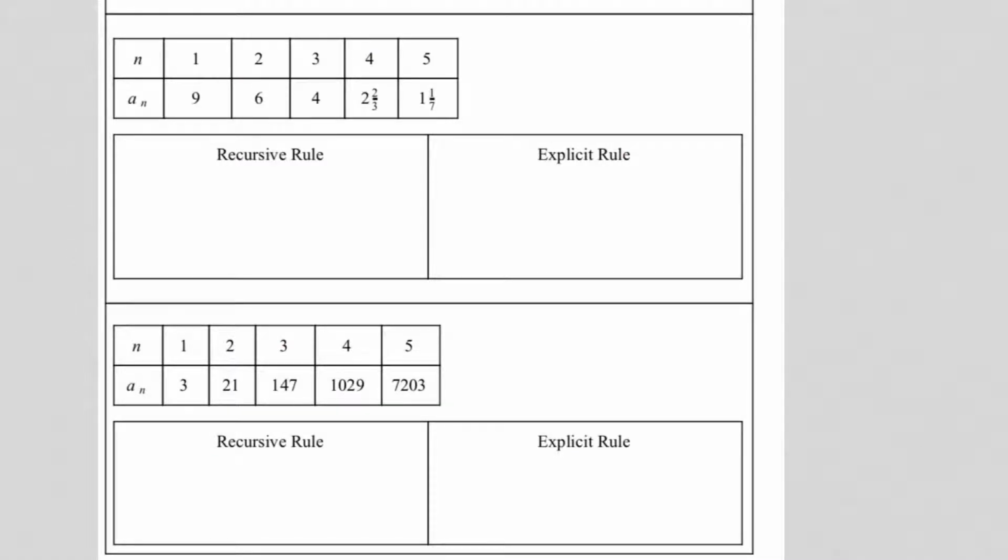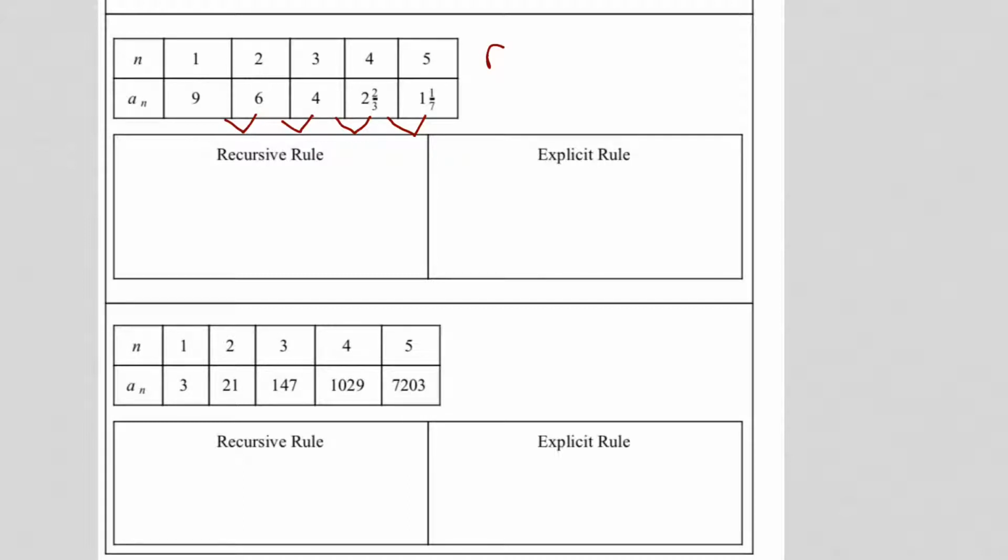Okay, so here's some more examples, right? First thing we have to do in all of these, like remember when we were doing arithmetic sequences, we had to find d, the common difference. Well, the first thing we have to do on these is find r, the common ratio.